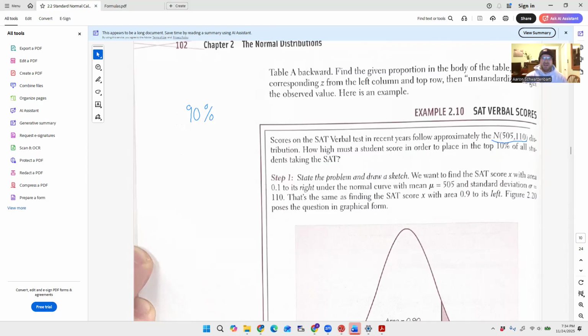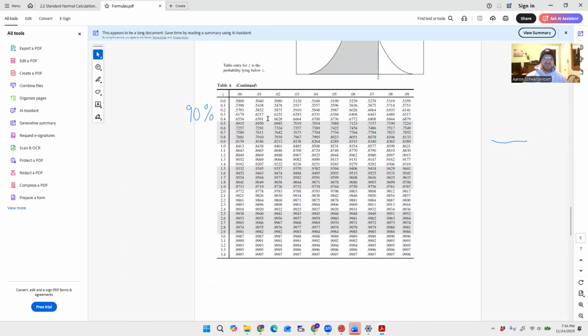So I am looking for what score is needed to score with an area of 0.9 to the left. So I go to my standard normal table. I'm looking through my table to find where 90% happens. So 0.8997 is much closer than 0.9015. So that is 1.28. That's my z.